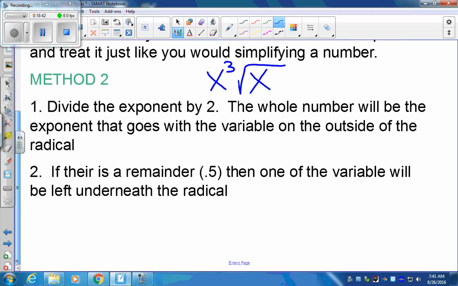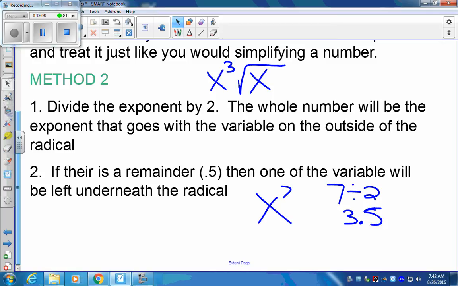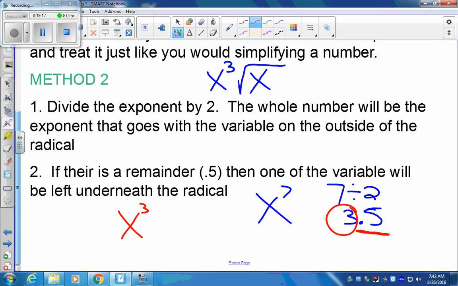So another way we can do it is to just divide by 2. If I divide my exponent by 2, the whole number is the exponent that goes on the outside of the radical. If there's a remainder of 0.5, then one of the letters will stay underneath. So for x to the 7th, 7 divided by 2 is 3.5. This tells me that I have x to the 3rd on the outside. The whole number is the exponent that goes on the outside of the radical. If there's a 0.5, that's telling me there is a letter left underneath.